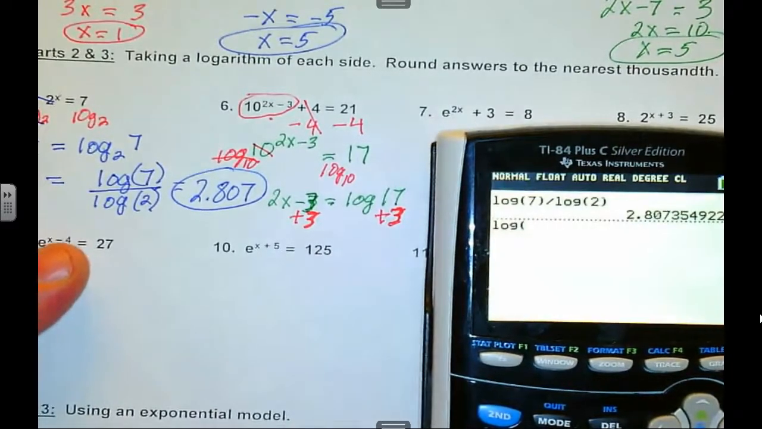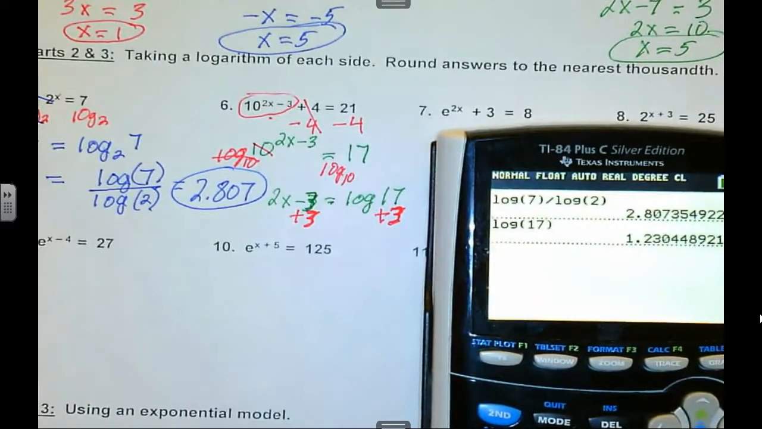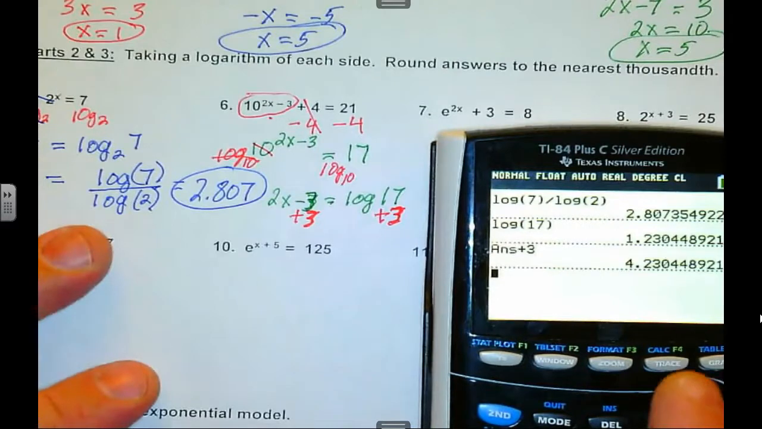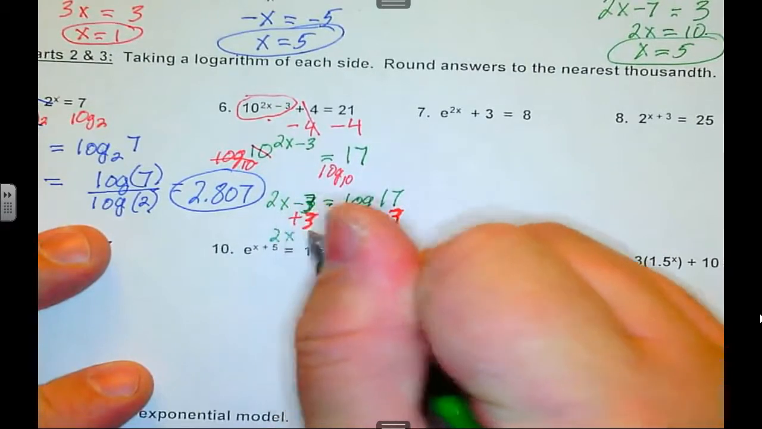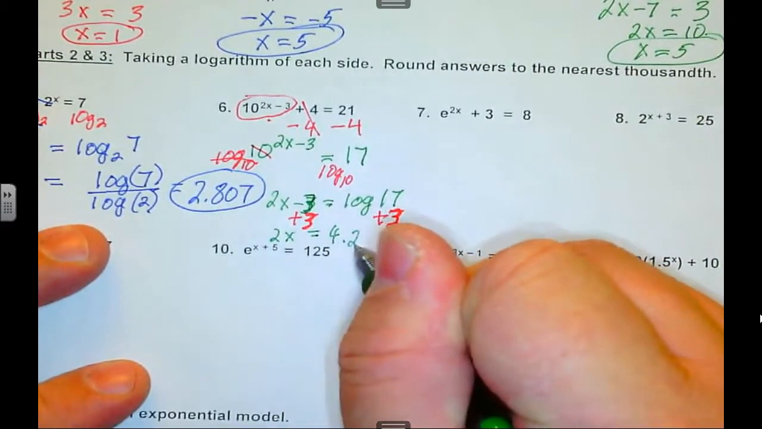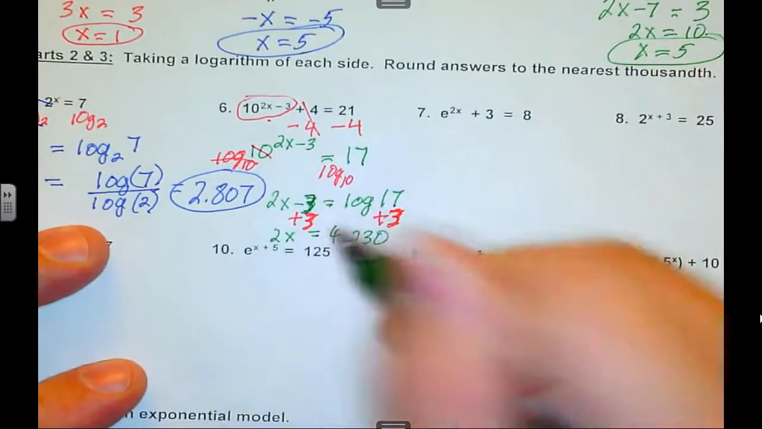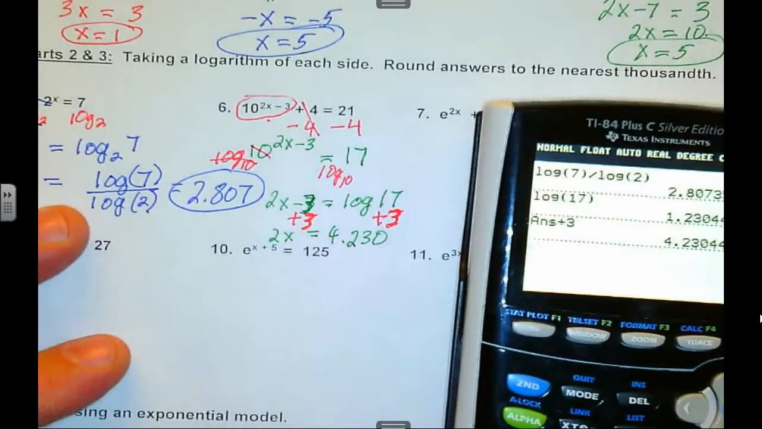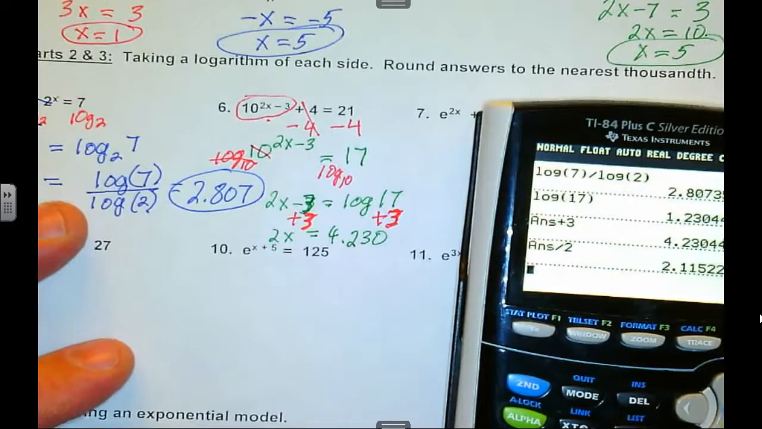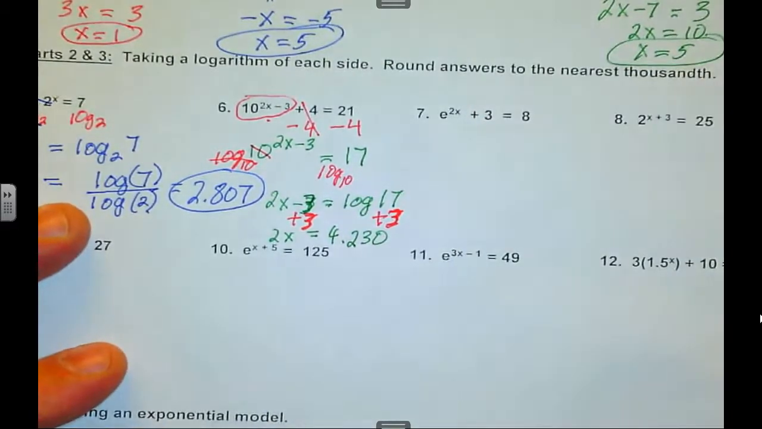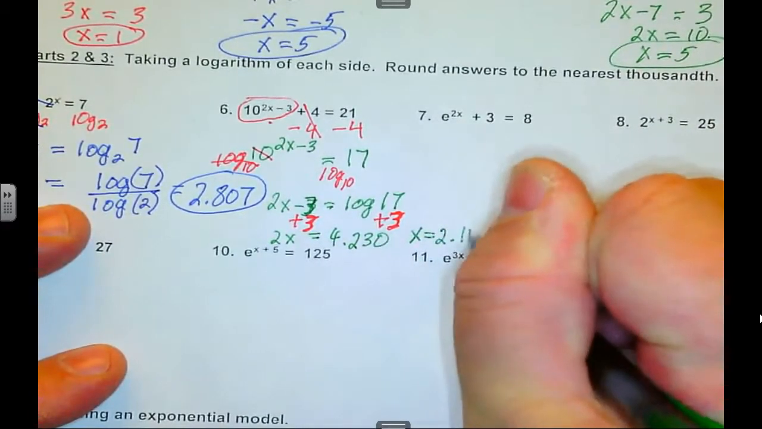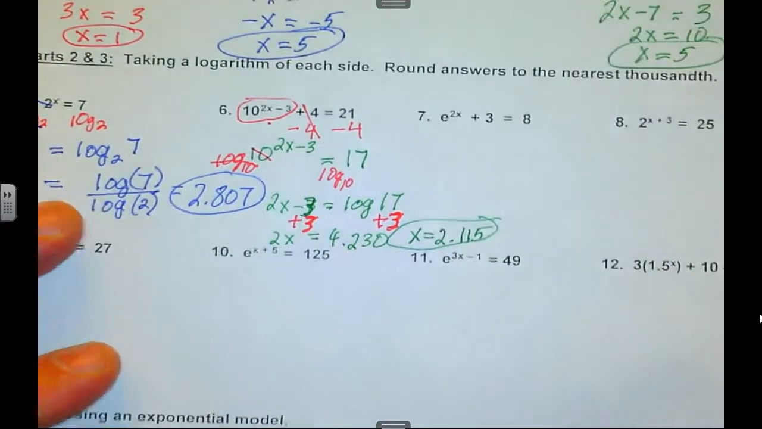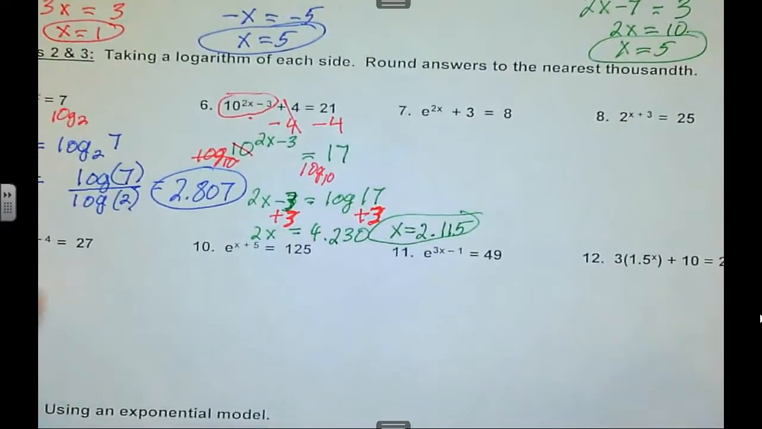Log 17 is 1.23, and I'm going to add 3 to it. So I got 4.230. So 2x equals 4.230. Divide both sides by 2. And I get 2.115. X equals 2.115. Did I screw that up for a lot of you to confuse? No? All right.